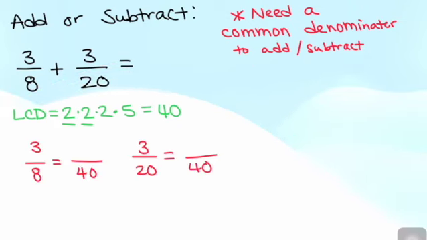The next step is we have to rewrite each fraction with a denominator of 40. So 3/8 and 3/20, we need to change those denominators to 40. So how do I turn an 8 into a 40? Well, I have to multiply by 5. I'm going to do that to both the top and the bottom of my fraction, so the value of that remains unchanged. So 5 times 8 is 40, and then I'll take 5 times 3 to give me 15. Okay, 3/20, to turn a 20 into a 40, I've got to multiply by 2. So I do the same to the top. 2 times 3 is 6.